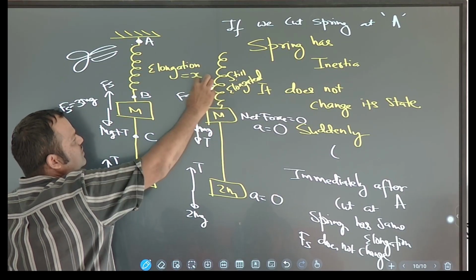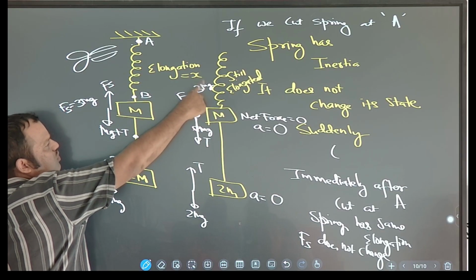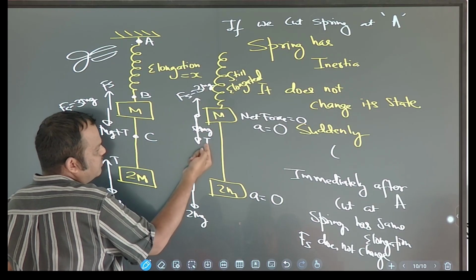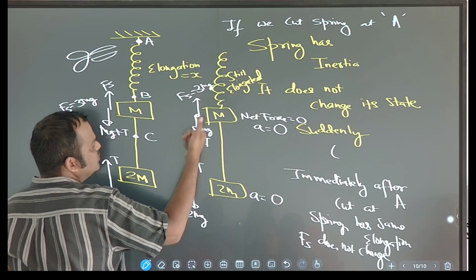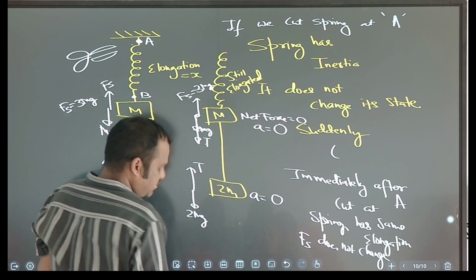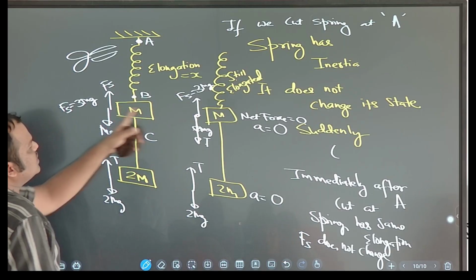So this Fs is 3 mg, because before what is Fs? 3 mg. So now also what is Fs? 3 mg. And downward is also mg plus T. T is 2 mg. So downward 3 mg, upward 3 mg. So force is balanced. So acceleration 0. Okay, clear? So acceleration 0.